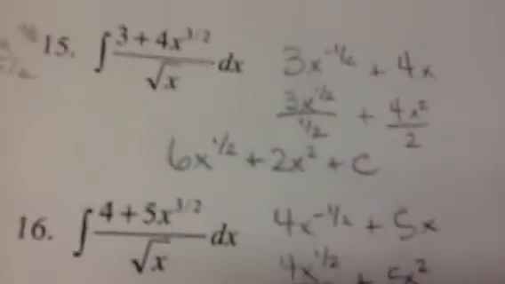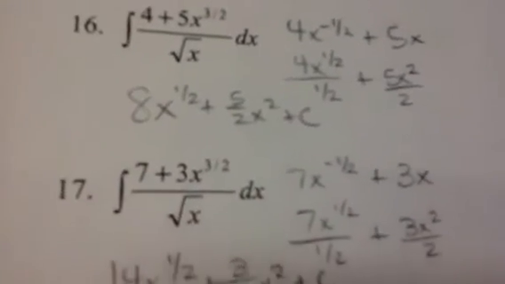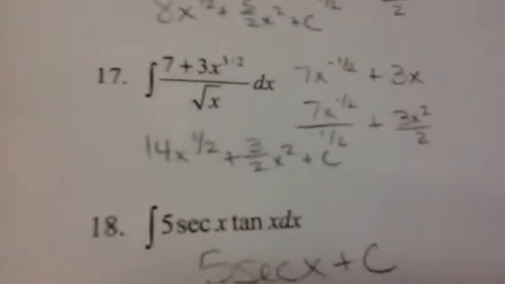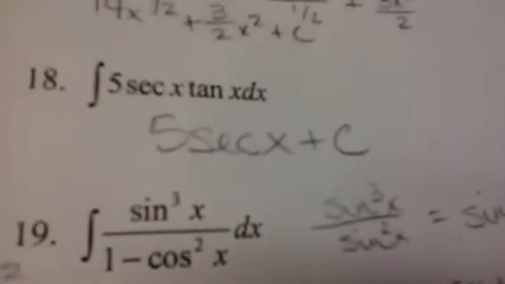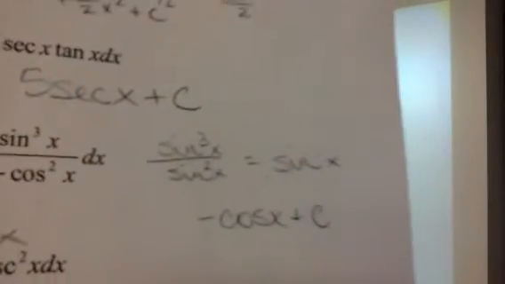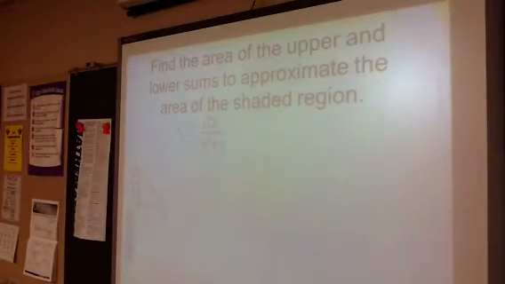15, 6x to the half plus 2x squared plus c. 16, 8x to the half plus 5 over 2 x squared plus c. 17, 14x to the half plus 3/2 x squared plus c. 18, 5 secant x plus c. 19, negative cosine x plus c. And 20, negative 3 cotangent x plus c.